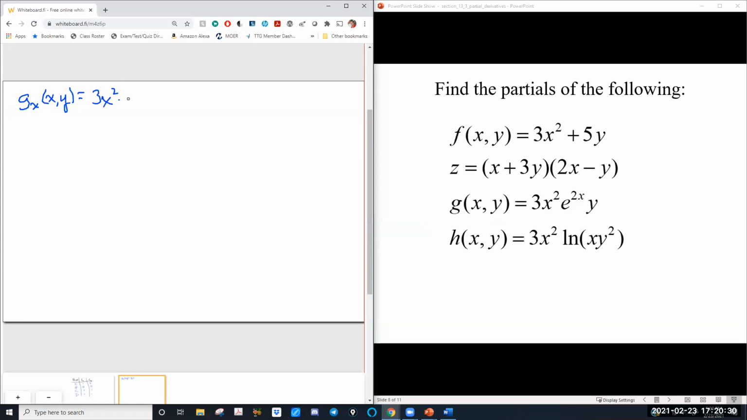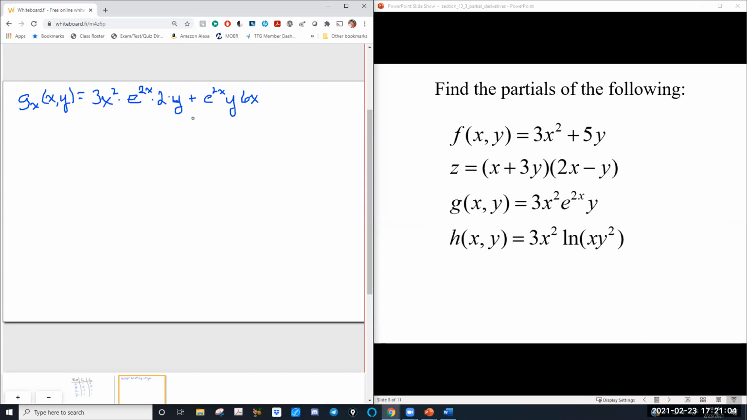So what is that going to look like? Well, the derivative of an exponential is itself times the derivative of its exponent, and then y is just a constant, so it ends up in my derivative. Now I'm going to hold this part constant, the e to the 2xy, and now I'm going to take the derivative of 3x squared, which is 6x.